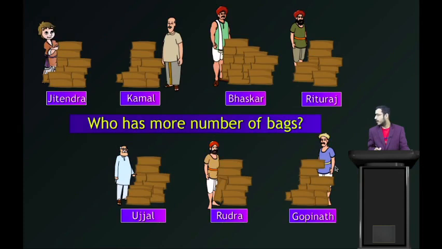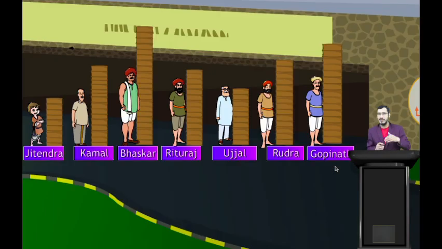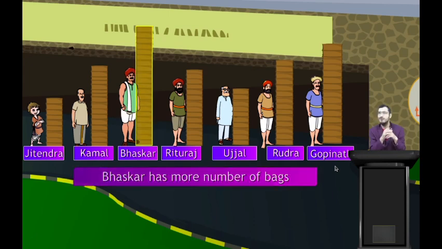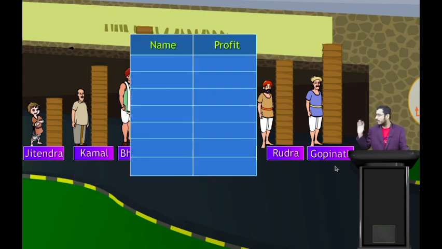Jitendra, Kamal, Bhaskar, Rituraj, Ujjwal, Rudra, Gopinath, all are farmers. Who has more number of bags? Can you tell me? Students, when we organize the data in this form, we can easily identify the answer here. You can see Bhaskar has more number of bags. So we can recognize the data in this tabular form.